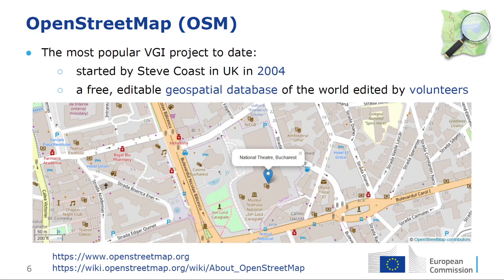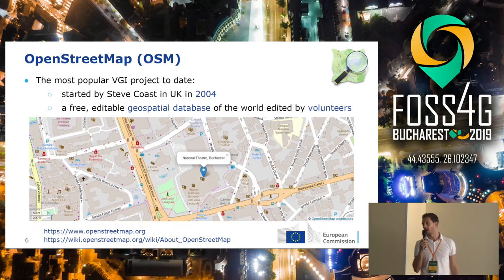So it's called OpenStreetMap, but actually the output is not a map. The main output is a database, a geospatial database of vector features. Although, of course, the most popular output of the project is probably the map that you can see at openstreetmap.org. This is this map actually centered on the place where we are now.